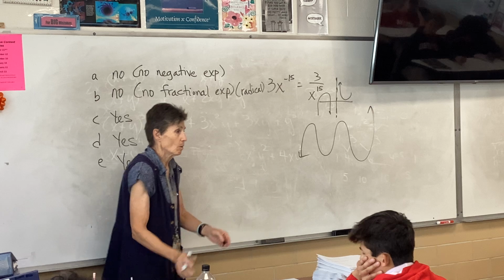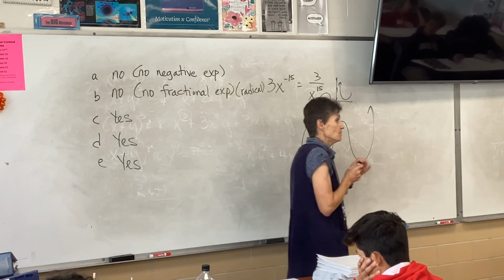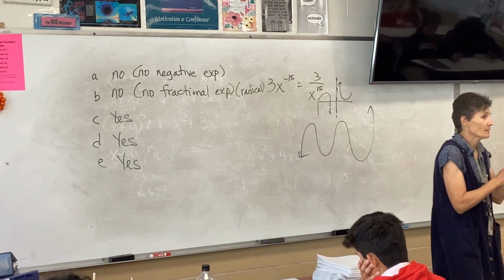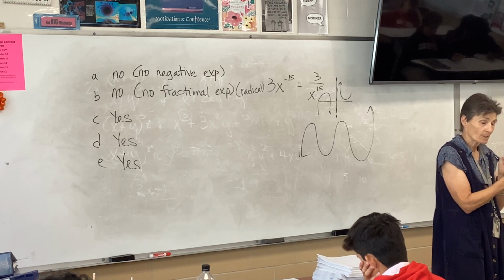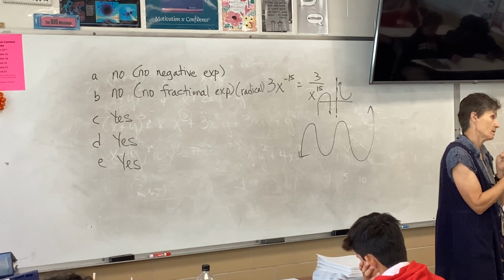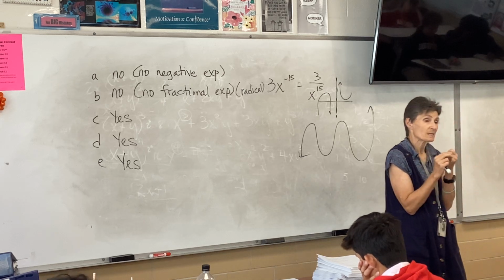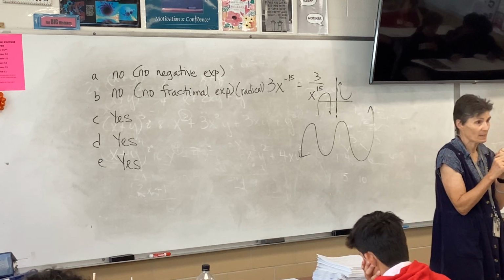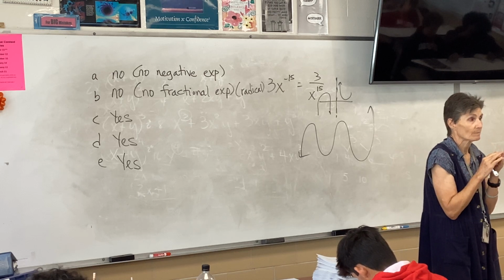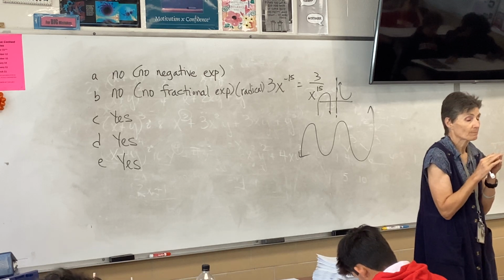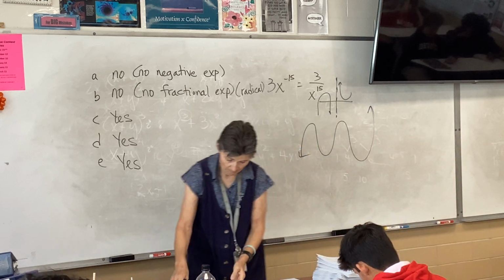Okay, so bottom line is, you're not going to be a polynomial if you have a negative exponent on your variable or a fractional exponent on your variable, because negatives will put it in the denominator and fractional will put it under a radical. Got it? Okay, that's not too bad.